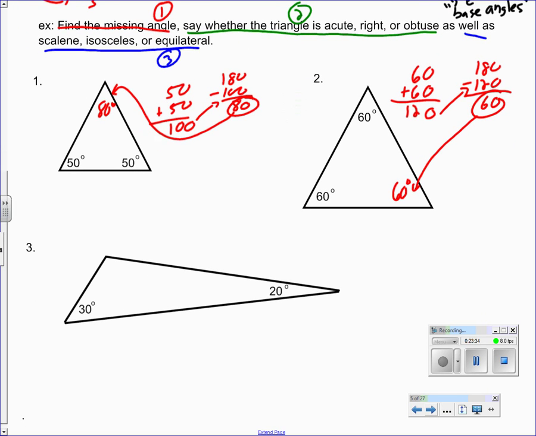This one down at the bottom is going to be the same thing. I have a 30 and I have a 20. So total, I have 50 degrees in this triangle. I need to figure out what more I need to get up to 180. So subtract 50 from 180, I get 130. And that's going to be my missing angle.